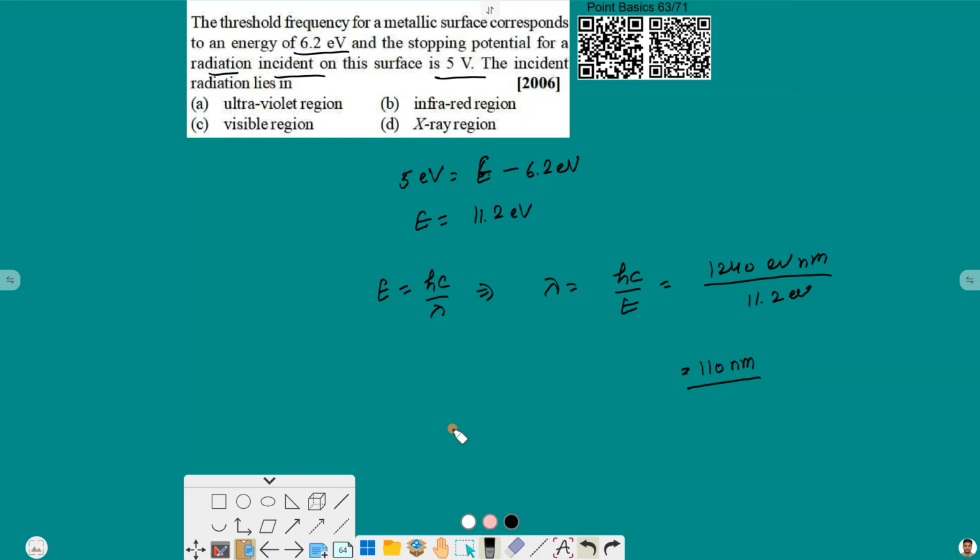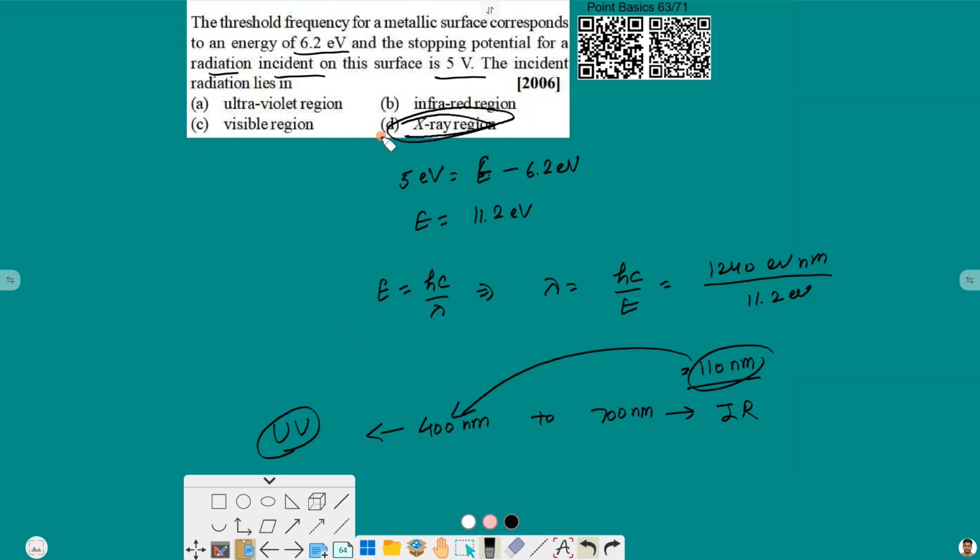Now we know that for the visible spectrum, what we have? We have 400 nanometer to 700 nanometer. Beyond this, with increasing wavelength, we have IR, infrared, and for lower wavelength, we have UV. So 110 is below 400 nanometers, so it should lie at least in the UV region, and for the X-ray region, we have wavelengths in the angstrom region of the scale. So only option A is viable. Options C and B are straightforwardly rejected, where visible and infrared are given.